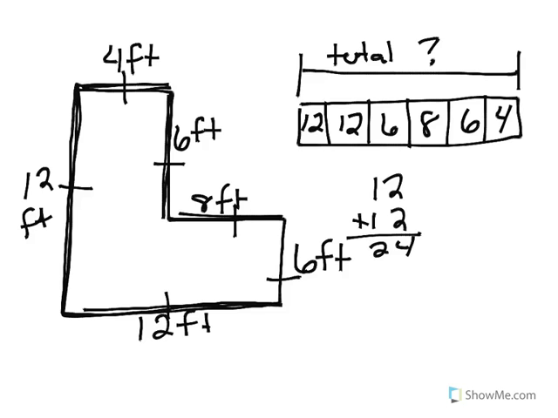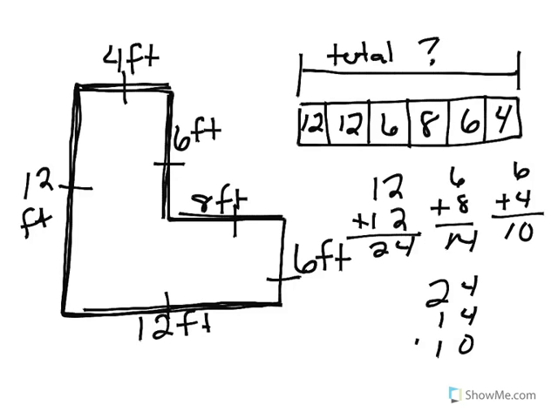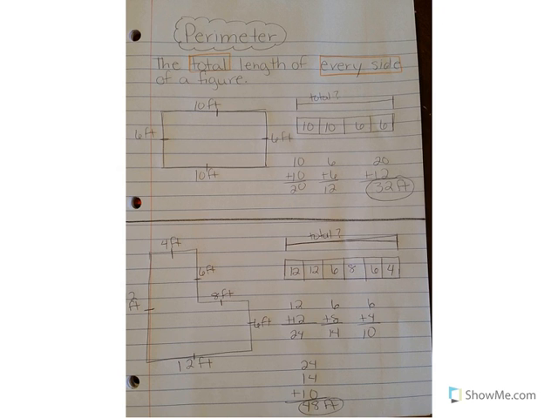That gives me 24. Then I'll do my 6 and my 8. That gives me 14. Then I'll do the 6 and the 4. That gives me 10. Now I can add all these together. And that gives me 48 feet total all the way around the figure for the perimeter. So now this is what your note should look like at the end.